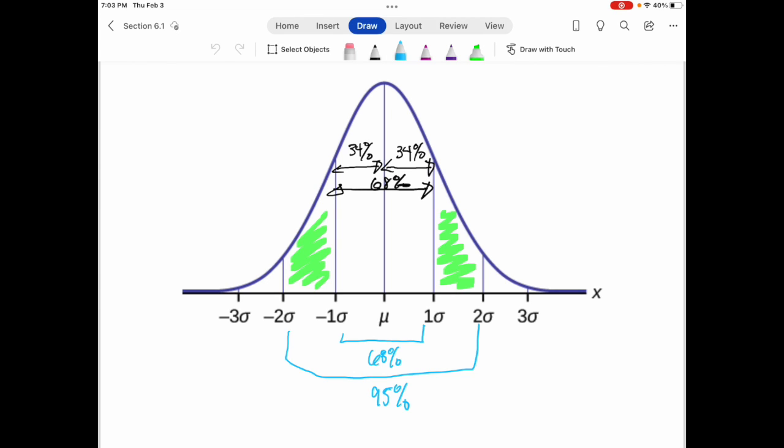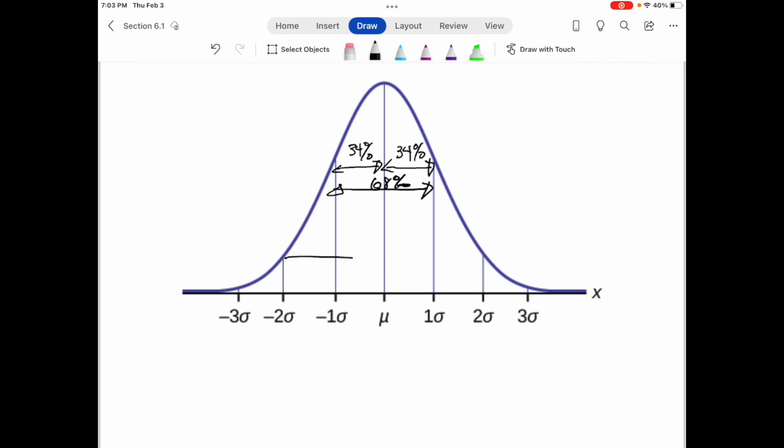I would subtract off that 68% in the middle to see what total is left in the green area, and that would give me a total of 27. So I know the total of those two green areas is 27. But if I want to know what goes in each of those green areas, then I have to take 27 and divide by 2. So when I do that, I get 13.5.